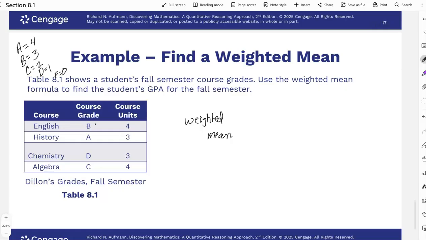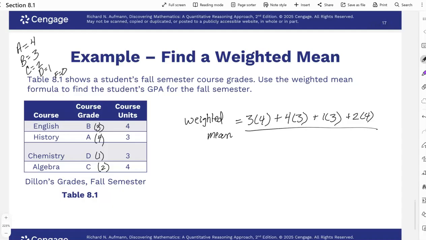So this B is going to earn 3 GPA credits. This A is going to earn 4. The D is going to earn 1, and the C is going to earn 2. So for my weighted mean, I'm going to take 3 times 4. That's going to be the weight for that English class, plus 4 times 3, which is the weight for the history class, plus 1 times 3, which is the weight for the chemistry, and then 2 times 4, which would be the weight for the algebra course. And then we're going to divide by the sum of all the weights, which would be the sum of these.